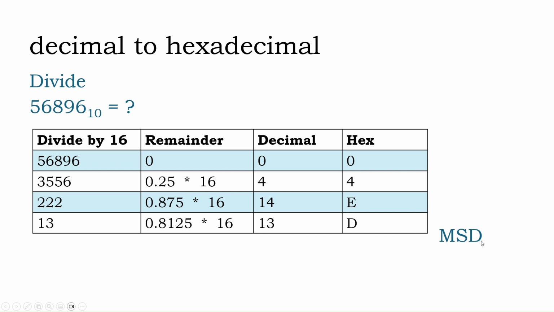Now we have our MSD at the bottom and we're moving on up to our LSD, and that gives us the answer DE40. We can't leave the 0 off because we have to put something in its place. We can't just have DE4. That would be something completely different. So we have to make sure we include that 0.